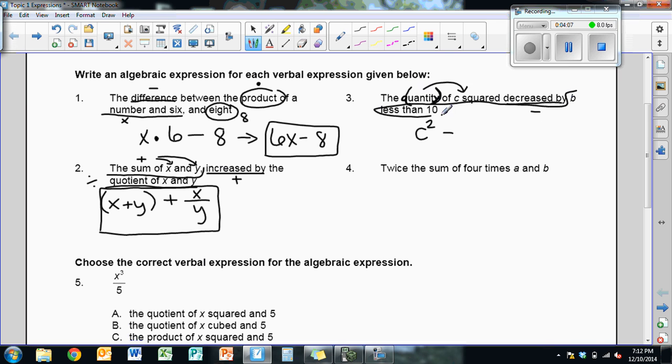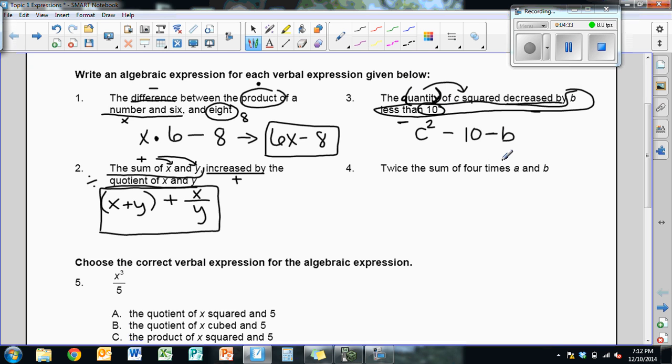B less than 10. Less than means to subtract, so we have yet another subtraction. And the special thing with less than is it's a switch word. So whatever's in the back goes in the front. And the back of less than is 10, so that goes in the front, and the front, b, goes to the back.